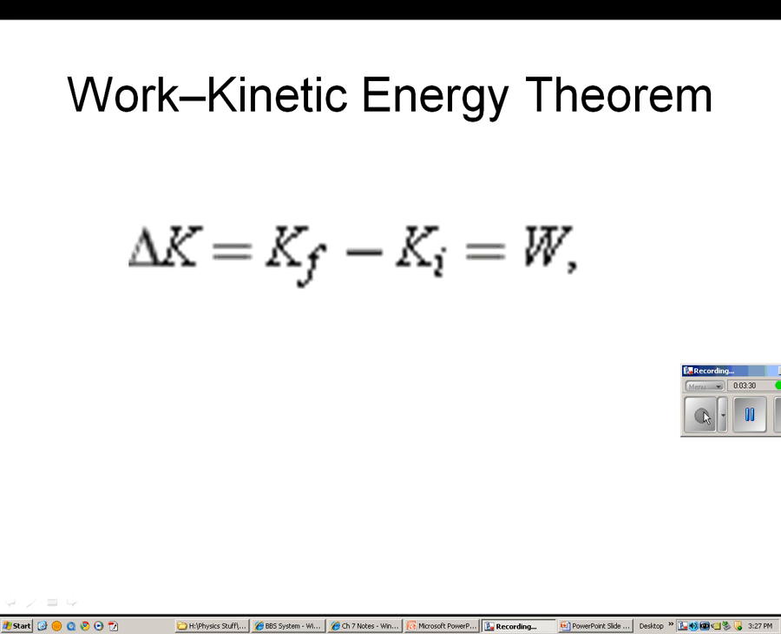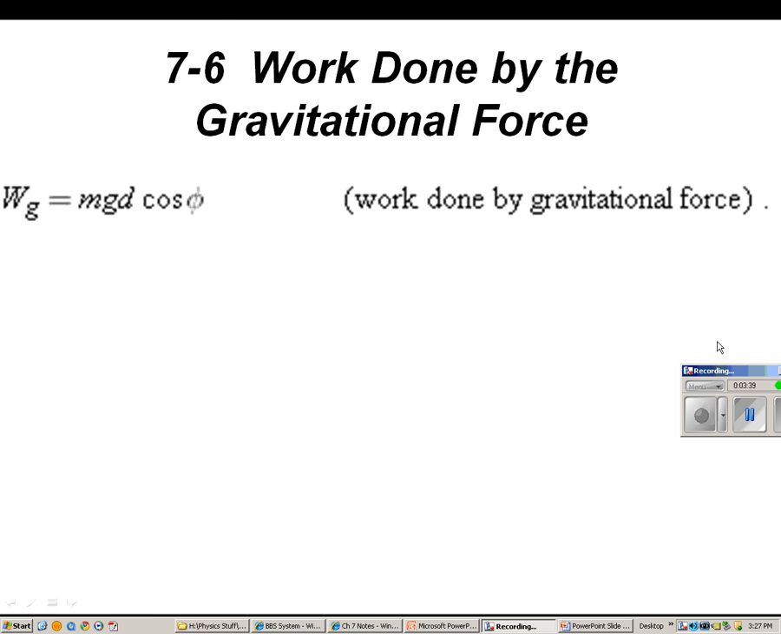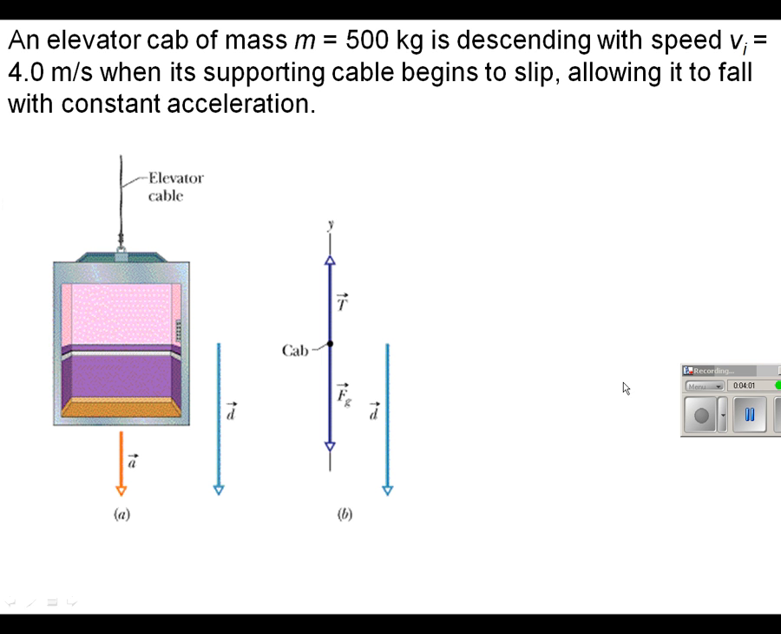The work kinetic energy theorem is this right here. Change in kinetic energy, which is kinetic energy final minus kinetic energy initial, equals the work accomplished on the object. If we were to look at the work done by a gravitational force, which is a new section here, we'd say work done by gravity equals mass times gravity times displacement times cosine phi. The mass times gravity is the force of gravity. So our work equation stays the same as work equals force times distance cosine phi. But now we're just looking at the work done by a gravitational force.